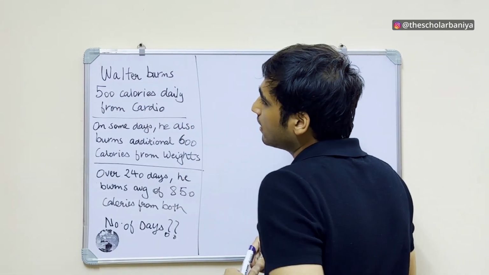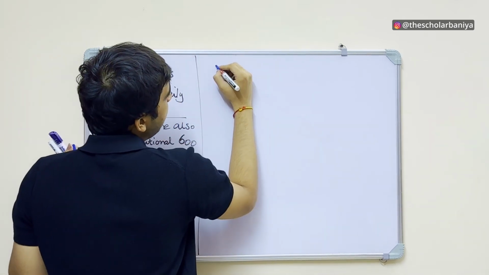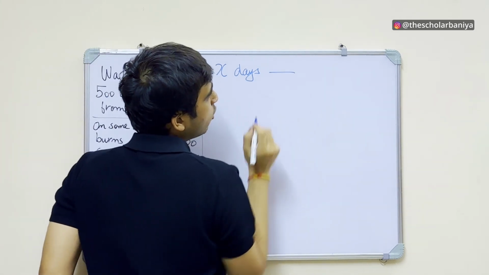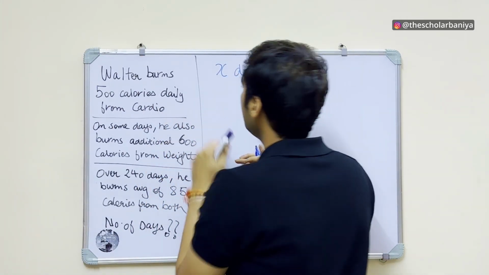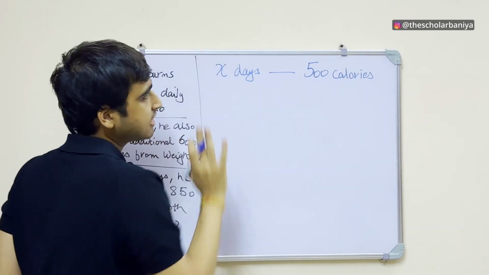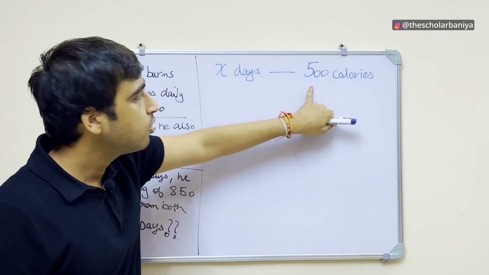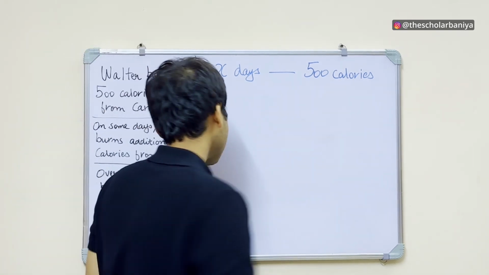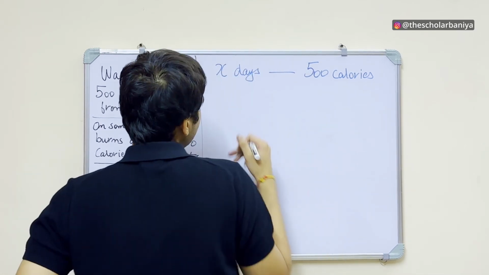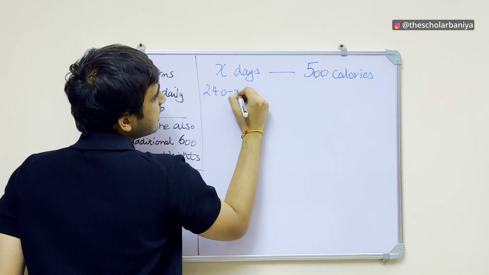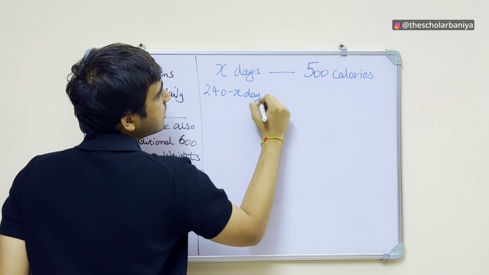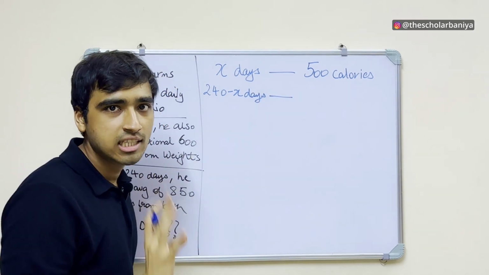So one thing is clear that, for example, on X days, Walter only does cardio, right? So he loses how many? 500 calories. So on X amount of days, Walter only does cardio, so he loses 500 calories, right? And we also know he did a total of 240 days workout. So that means 240 minus X days, he did cardio as well as weight training.